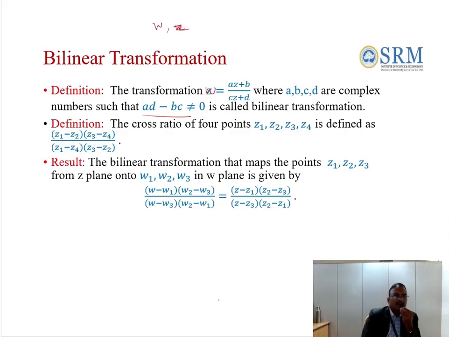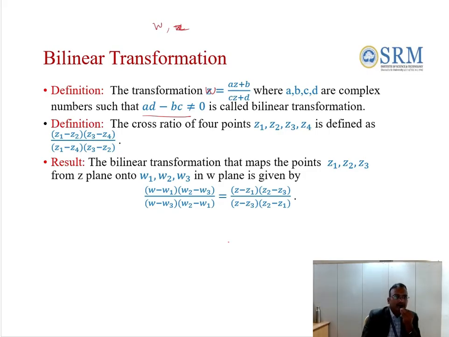Now next definition, cross ratio. The cross ratio of four numbers z1, z2, z3, z4 is defined as z1 minus z2 into z3 minus z4 divided by z1 minus z4 into z3 minus z2. Okay, it is a very useful formula when we compute the bilinear transformation, right? Just remember this.